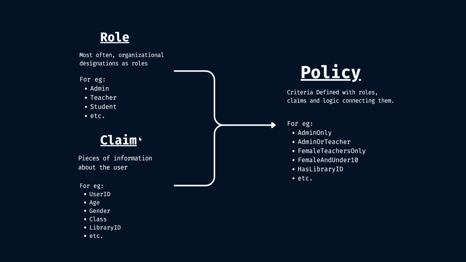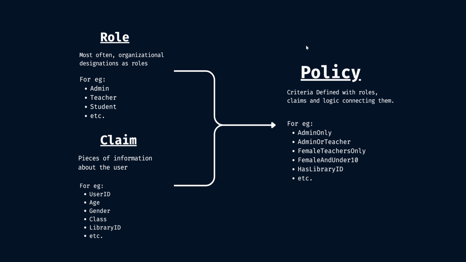And then we have claim. You could think of them as pieces of information about the user. So any information other than the role will be treated as a claim. For example, user ID, which we have already added to the JSON web token, then age, gender, then the class or grade in which the student is studying, then library ID, etc.